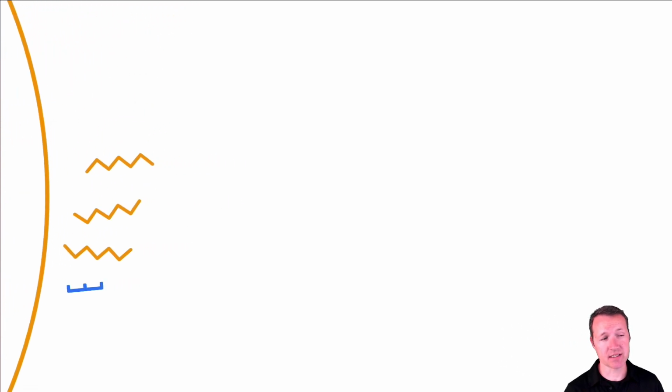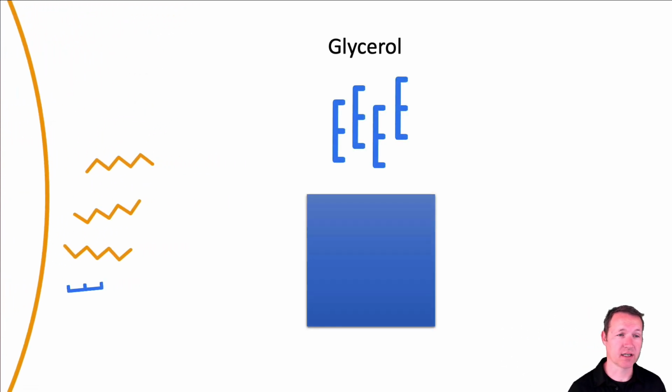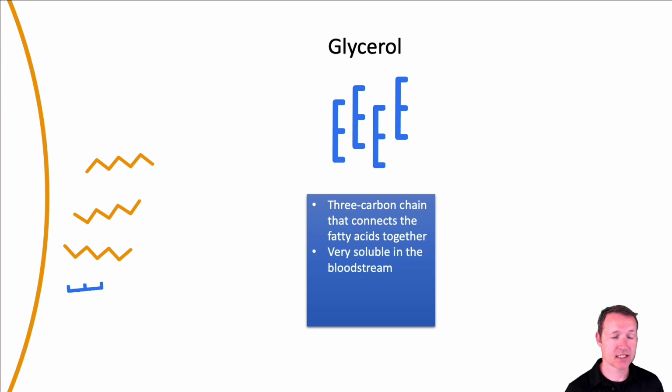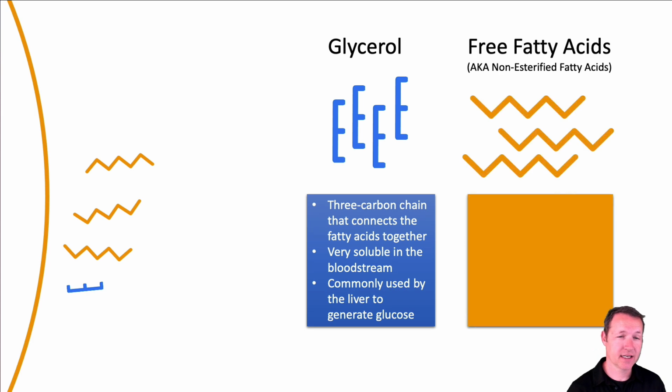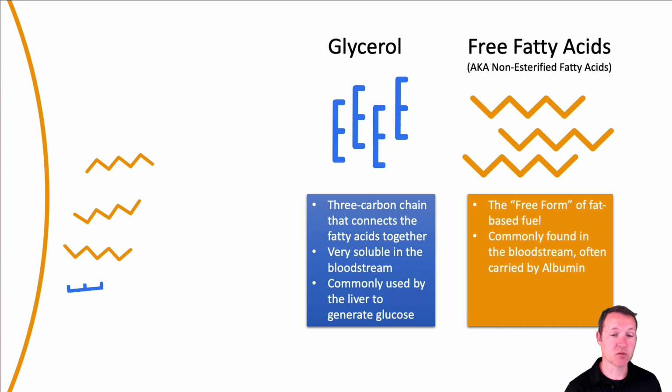And I want you to know these constituent components. They're very important to this story. Glycerol is one. It's the 3-carbon chain that connects the fatty acids together. It's very soluble in the bloodstream, and it's commonly used by the liver to generate glucose. And there's free fatty acids, and this is the free form of fat-based fuel. It's commonly found in the bloodstream, often carried by a very prominent protein known as albumin. And this small molecule can easily slip through membranes.